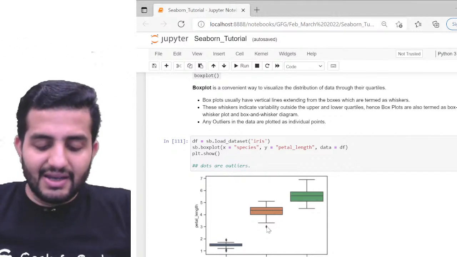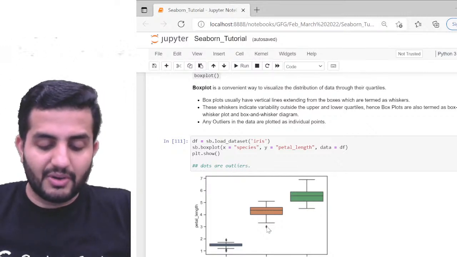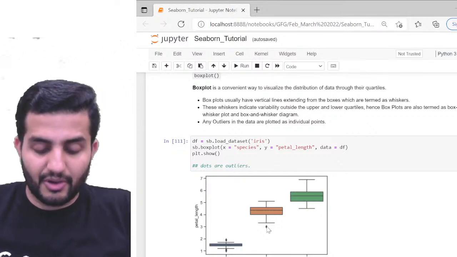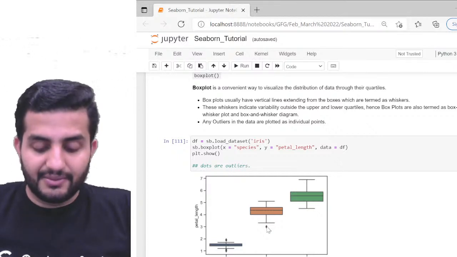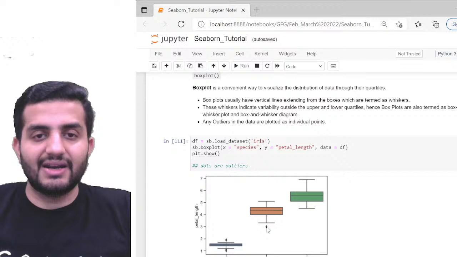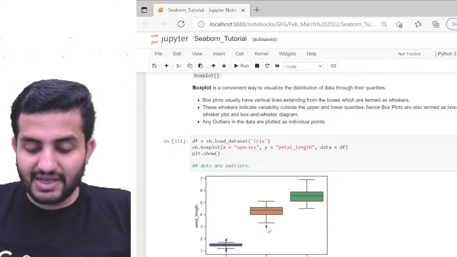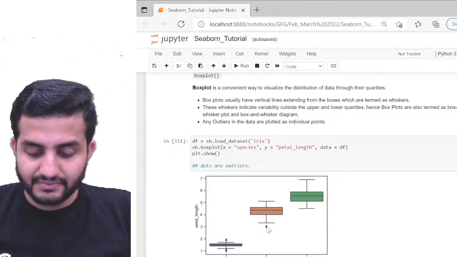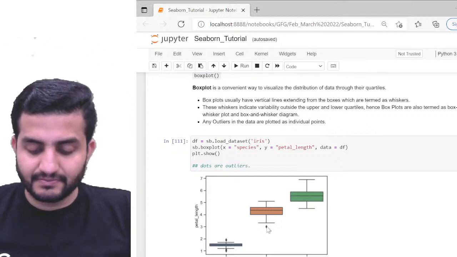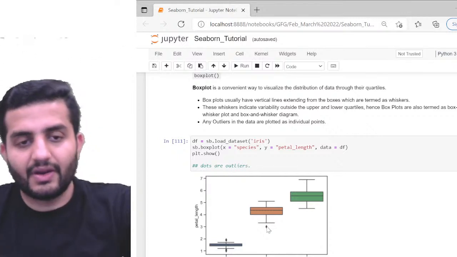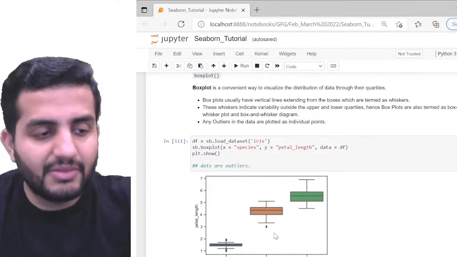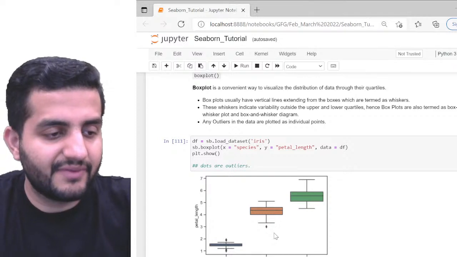So does anybody have any understanding of what the box plot talks about? Anything you know about box plot, just quickly update in the chat. Quickly guys, anybody have any understanding of box plot? Okay. I understand it's pretty much the first time for you guys, so it's fine.